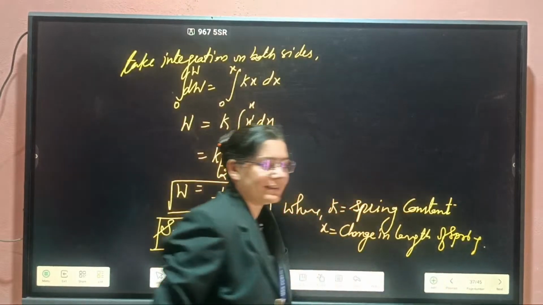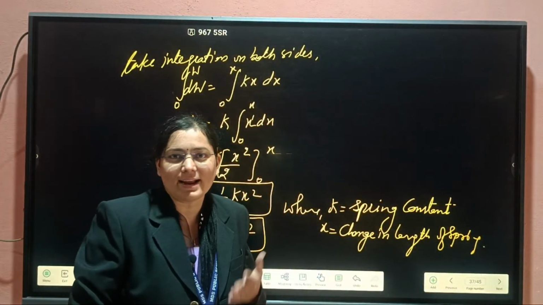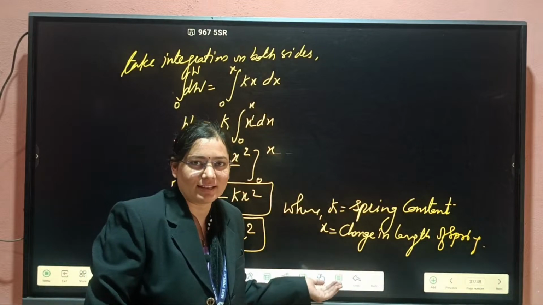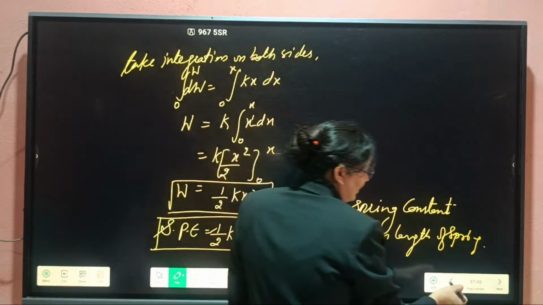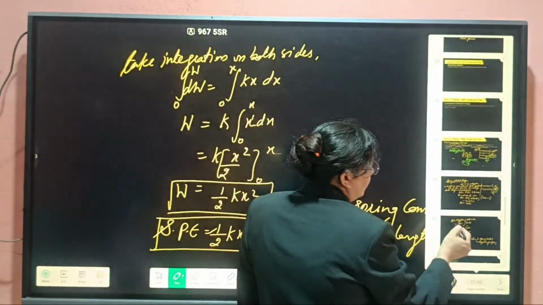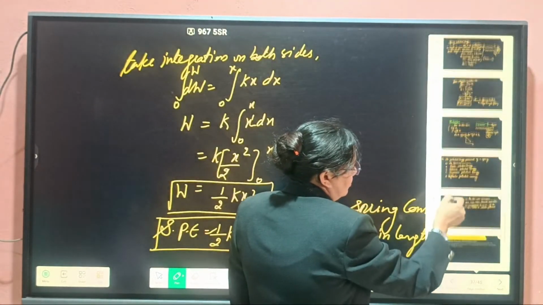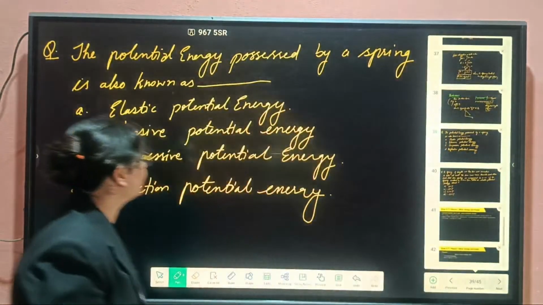Clear? And that can be elongation, that can be elongated, can be compressive length. Okay, now next one. Now, next see beta this one question.